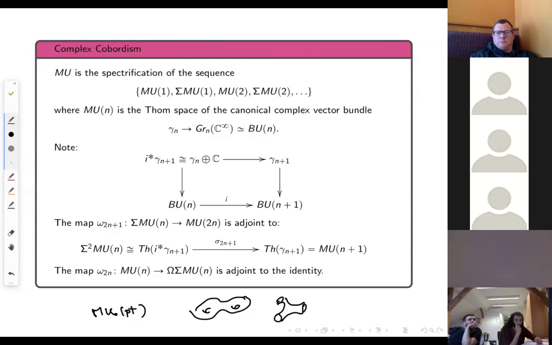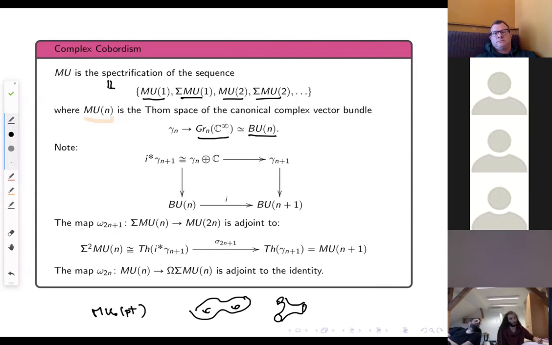So MU again is going to be the spectrification, using this functor L that I talked about before, of the following sequence: MU1, sigma MU1, MU2, sigma MU2. What are these? MUN is a Thom space, the Thom space of the following vector bundle. A model for BUN is the Grassmannian of n-planes in C infinity. That's really just a colimit, but I won't go there.